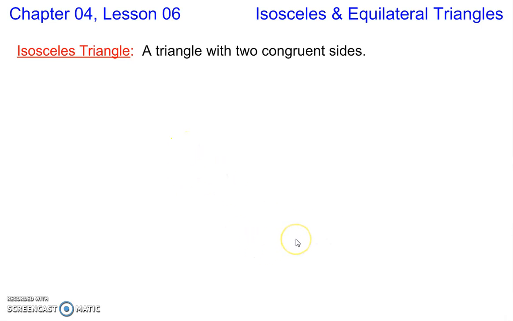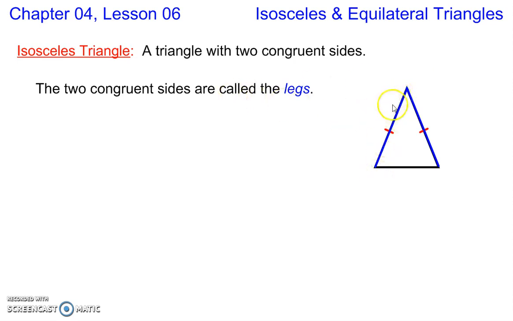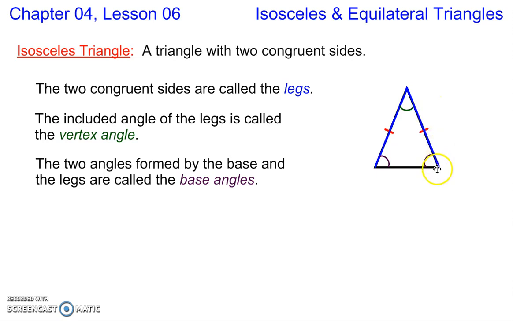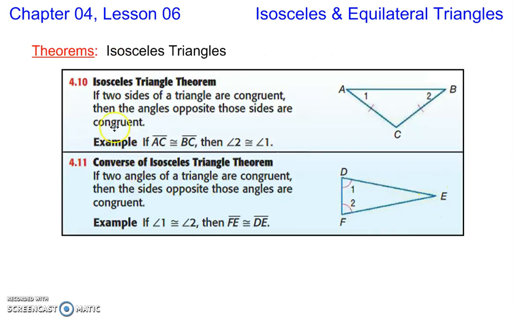An isosceles triangle is a triangle with two congruent sides. Now remember that is at least two congruent sides. Those congruent sides are called legs. The angle between those two is called the vertex angle. And the angles formed by the base are called the base angles. So legs are congruent. Between them, that's the vertex angle. And then the base has the two base angles.